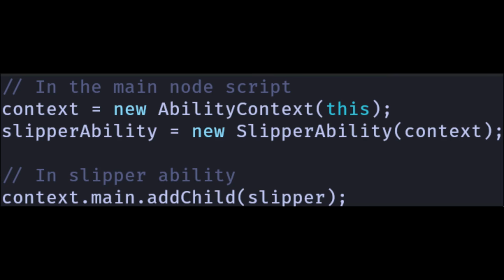So, context class maybe? The main node would pass itself down to its children, wrapped in some kind of ability context class for convenience. The slipper then can directly access the main node and add itself to it. But isn't it dangerous to pass the whole world state to the slipper ability? Given access to the main node, we can delete the whole world.